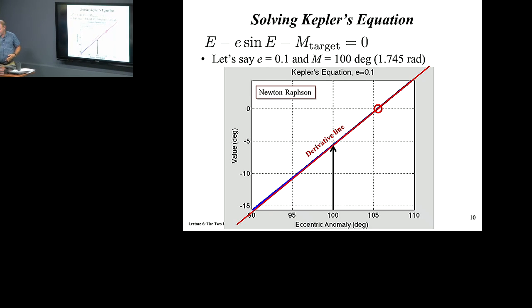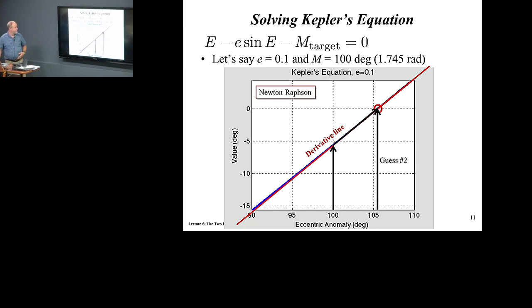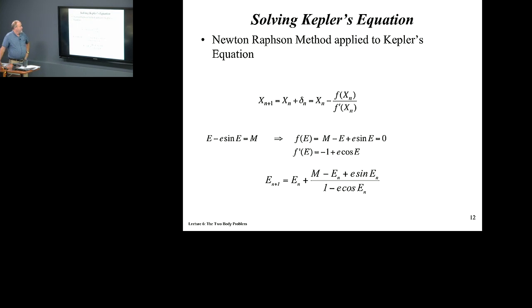So that's what we do here. Use the slope. We predict the next point, the next guess. We put the guess in. We compute the value and see if this is 0. If it's not 0, then we have to do another iteration. And that's basically what the Newton-Raphson method is applied to Kepler's equation.